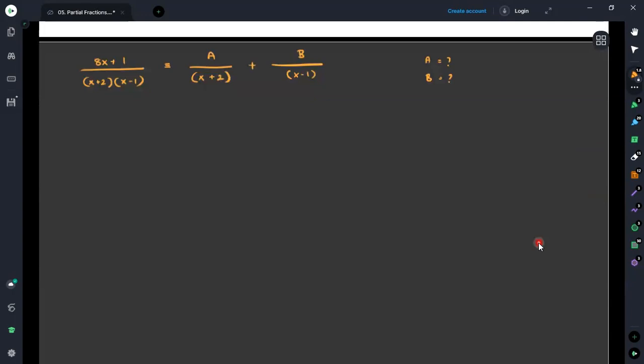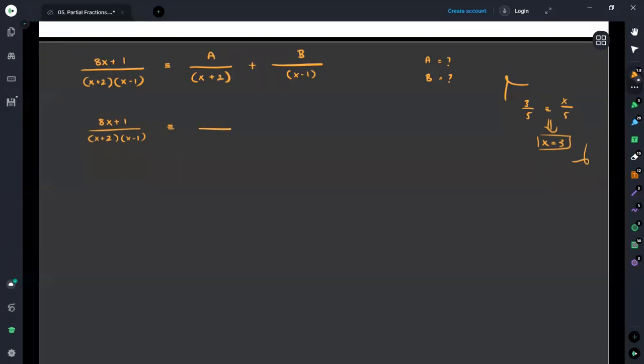To solve this, on the left hand side we are having 8x plus 1 over x plus 2 into x minus 1. Here what we know is it is equal to this quantity. Therefore, if in this equality the denominator values are equal, then the numerators should also be equal. Using this concept, we are going to find out the values of a and b.